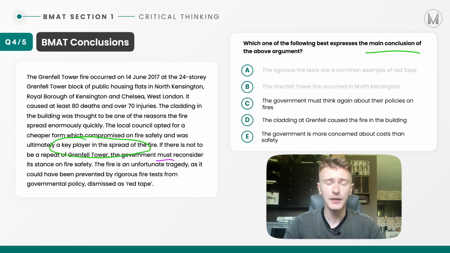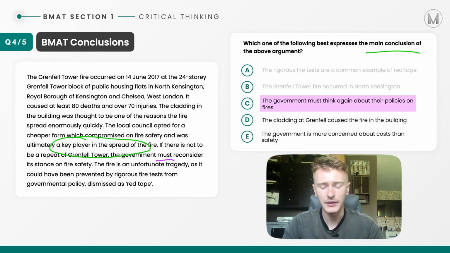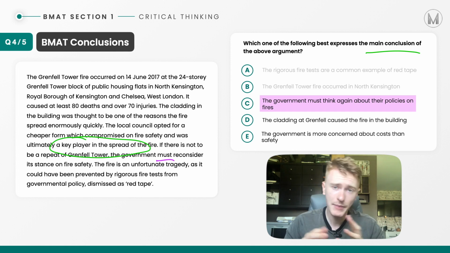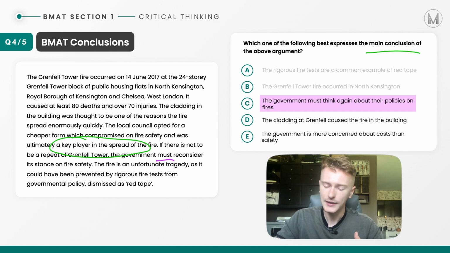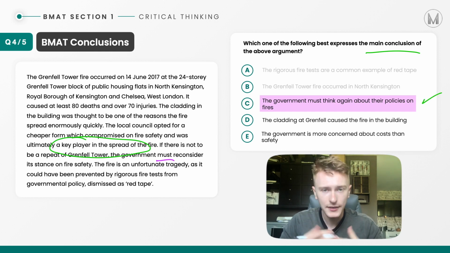Answer option C, the government must think again about their policy on fires. Now, this seems to be very close to what we underlined. We can see that the cladding was a key player in the spread of the fire, and then the author says that the government must reconsider its stance on fire safety. That's virtually paraphrasing answer option C, so answer option C is looking very good, and we can give it a nice little tick, because that suggests that that's the strongest answer so far.